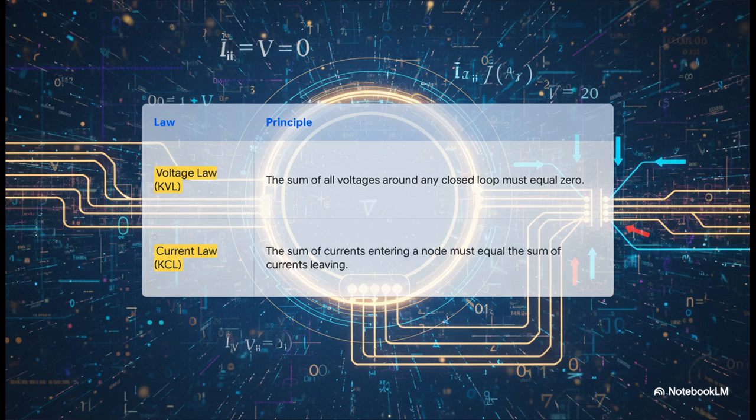Then his current law is about conservation of charge. It says that at any junction, whatever current flows in must also flow out. Nothing gets lost. These two laws together let us solve just about any circuit you can throw at us.